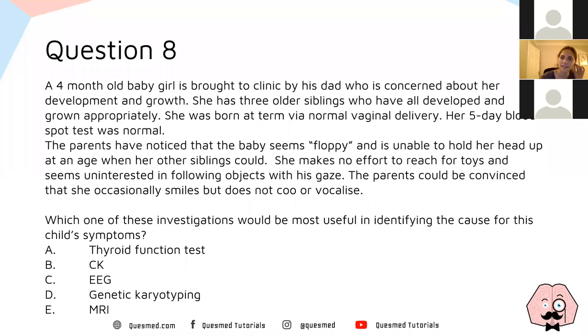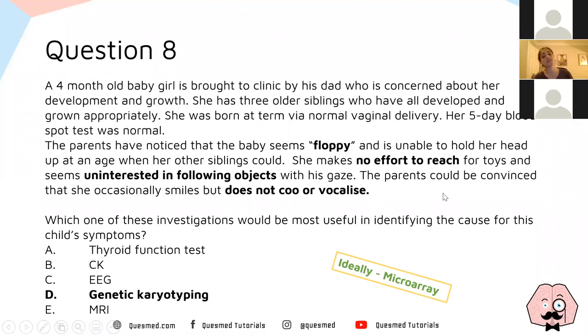So well done. The majority of you picked out that the right answer here is genetic karyotyping. And that's because we're talking about global developmental delay. There's a few domains that this child is struggling with. Now, I've left the question as it was because this is how it's gone on your question bank.